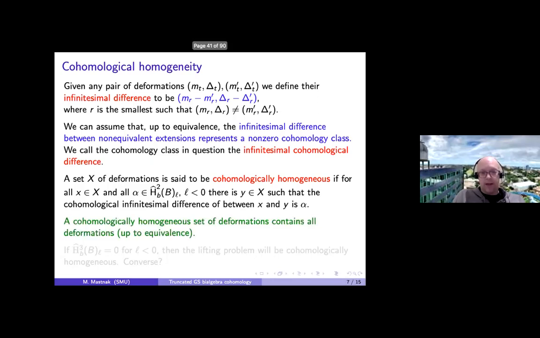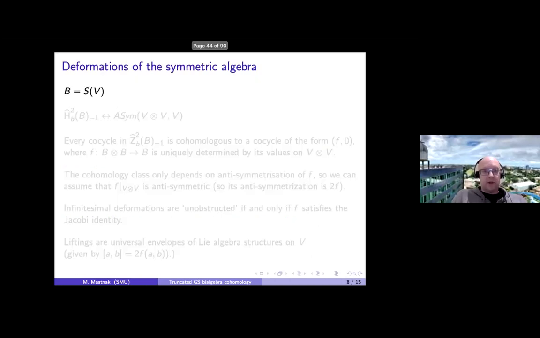Now it's of course obvious that any cohomologically homogeneous set of deformations must contain all deformations up to equivalence, but why the converse would be true ever is a bit mysterious to me, but I'll talk a little bit about this. Now, of course, if the theory is completely unobstructed, then the lifting problem will be cohomologically homogeneous, and I still have no reason to believe that the converse would be true, although I'm suspecting that maybe in some sufficiently quantum situation it does.